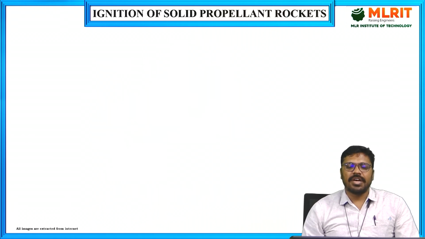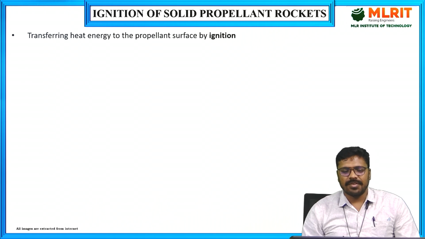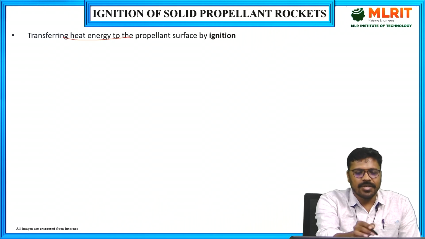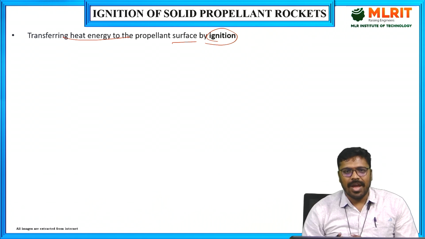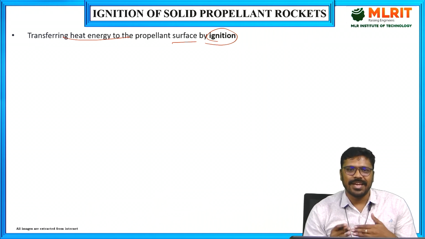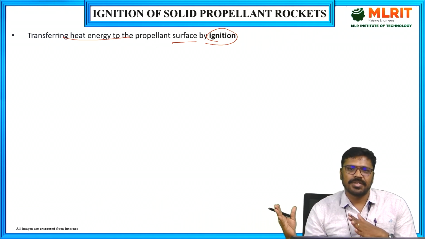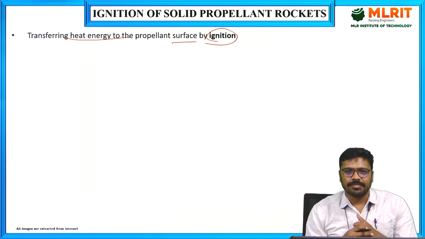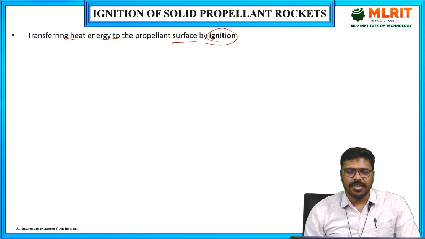Coming to the ignition of solid propellant rockets, first what happens? Transferring of heat energy. The main purpose of ignition is transferring heat energy to the propellant surface, so that the propellant surface gets heated and the chemical reaction starts. Heat will be generated, pressure develops in the combustion chamber, and the gases formed in the combustion chamber rush to the low pressure region and form momentum. This is the total process.